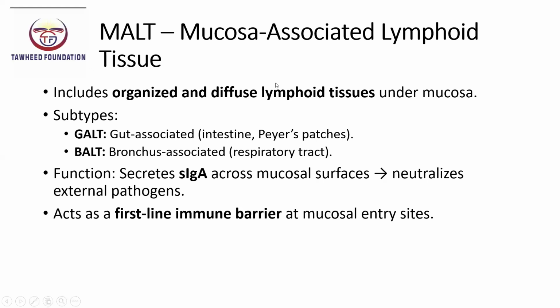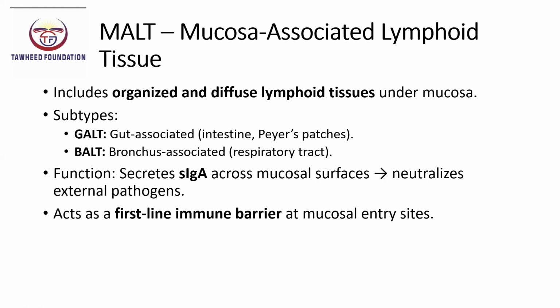Next is mucosa-associated lymphoid tissue, MALT. The mucosa-associated lymphoid tissue refers to all organized and diffuse lymphoid tissues found beneath mucosal linings throughout the body. MALT includes specialized forms such as GALT, gut-associated, and BALT, bronchus-associated lymphoid tissues. The key function of MALT is to produce SIgA antibodies, which act as a chemical shield across mucosal surfaces, neutralizing bacteria and viruses before they penetrate epithelial barriers.